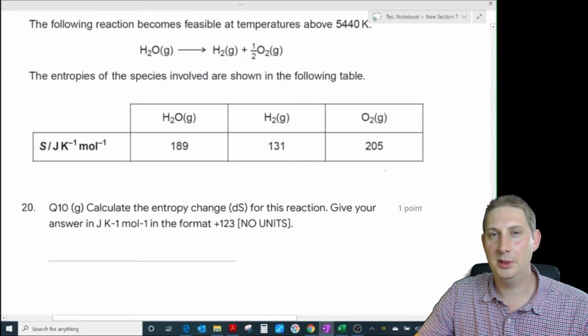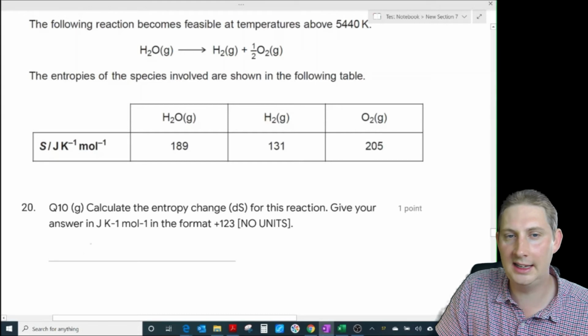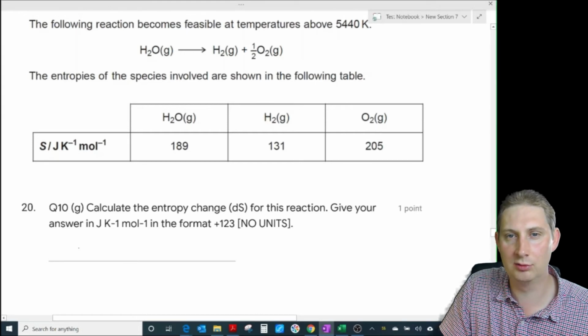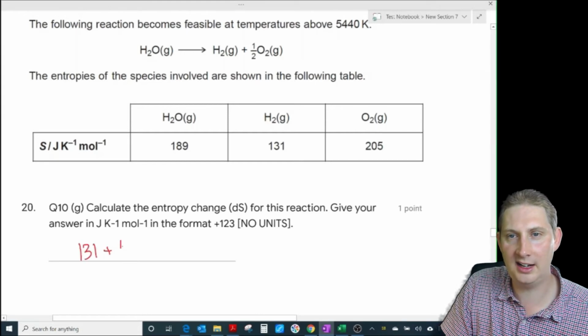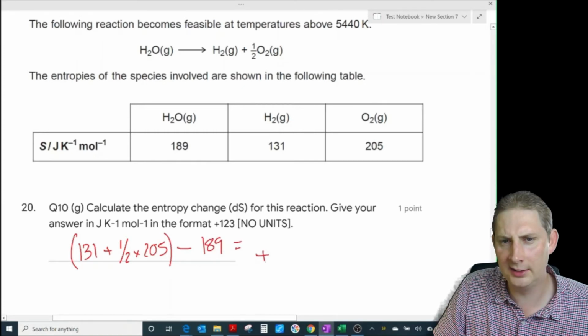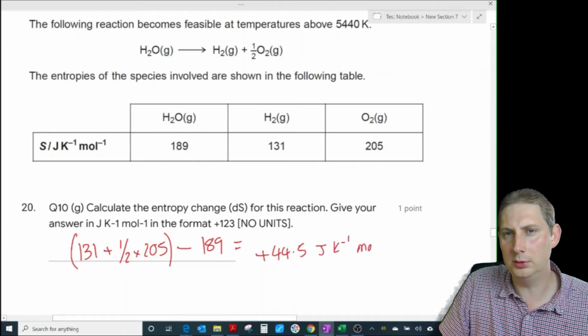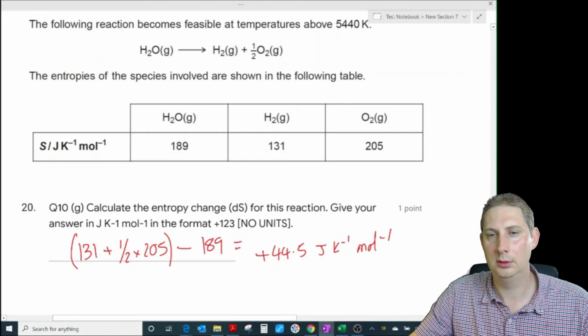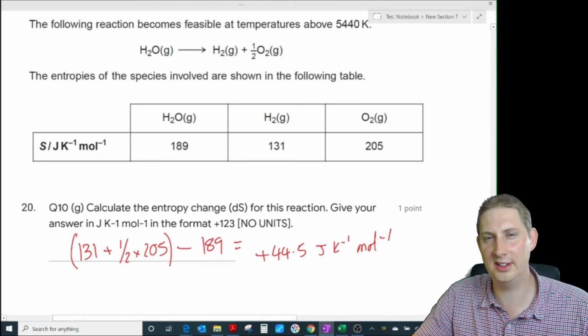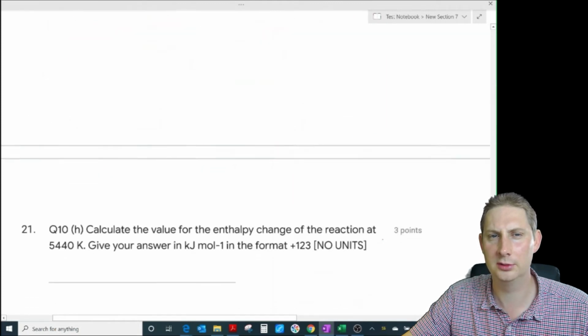The following reaction becomes feasible at temperatures above 5440K. Entropy is involved. Calculate the entropy change. Again, there's no reason for any of you to get this wrong. 131 plus a half of 205, that's the entropy of the products, minus the entropy of the reactants, 189, plus 44.5 joules per Kelvin per mole. So there's a slight increase in entropy. We should expect that. We're going from 1 gas molecule to 1.5 gas molecules.